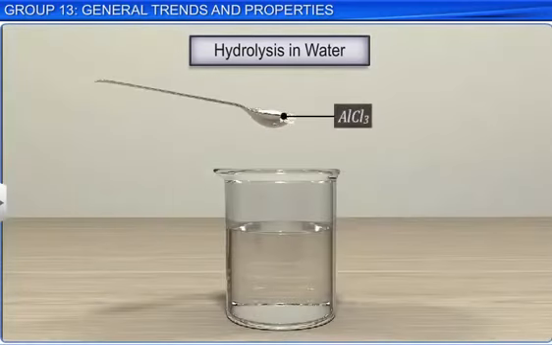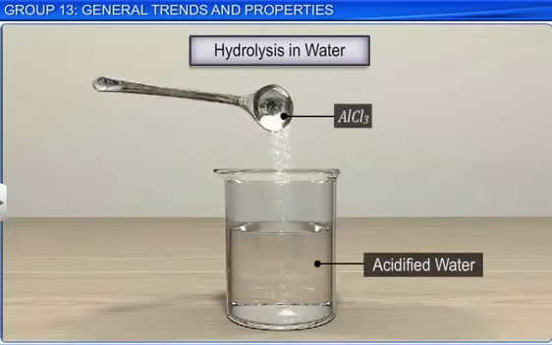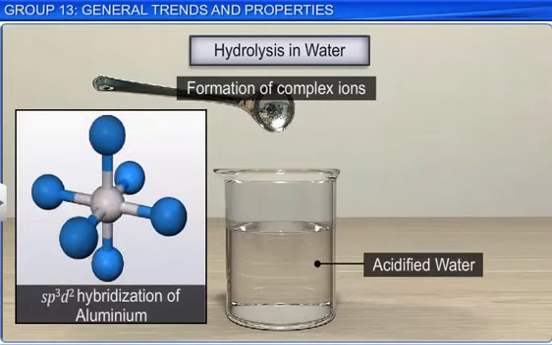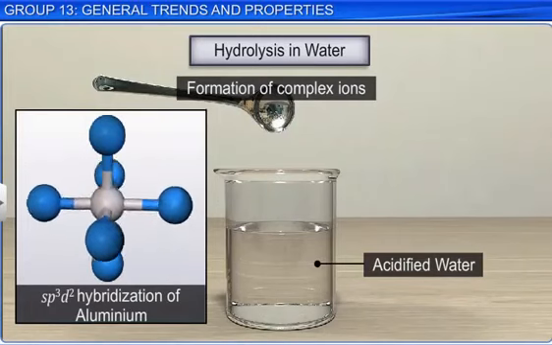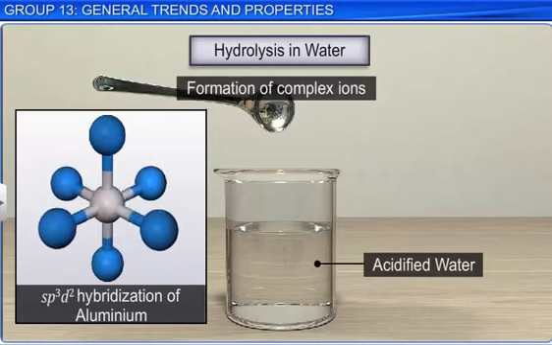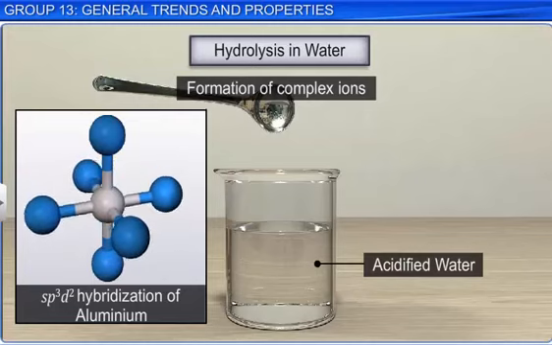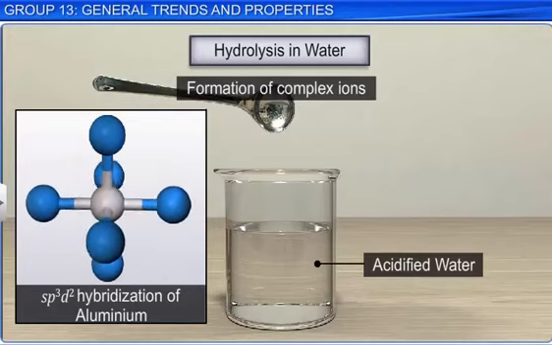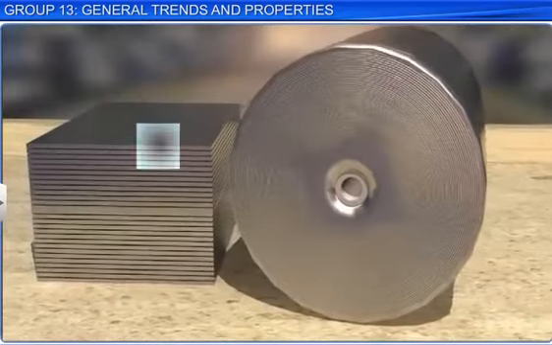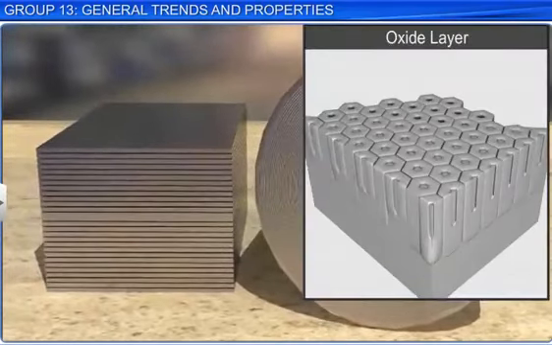When aluminium chloride is placed in acidified water, complex ions form in which 6 water molecules surround the aluminium. These complex ions have an octahedral geometry. The aluminium is sp3d2 hybridized in these complex ions. Crystalline boron is unreactive towards air. Aluminium forms a thin oxide layer on its surface, so no further reaction with air will be observed, although aluminium is a fairly reactive metal.